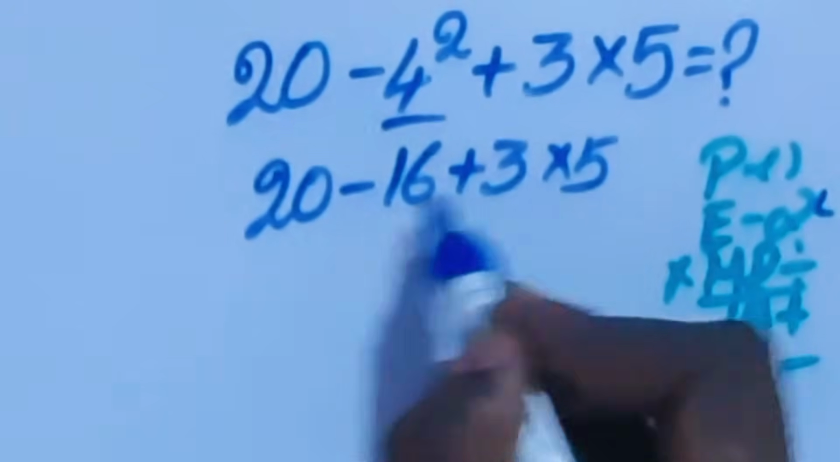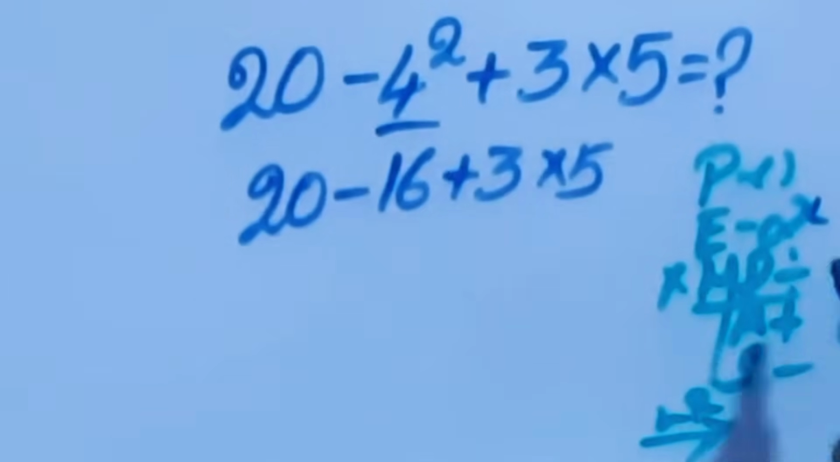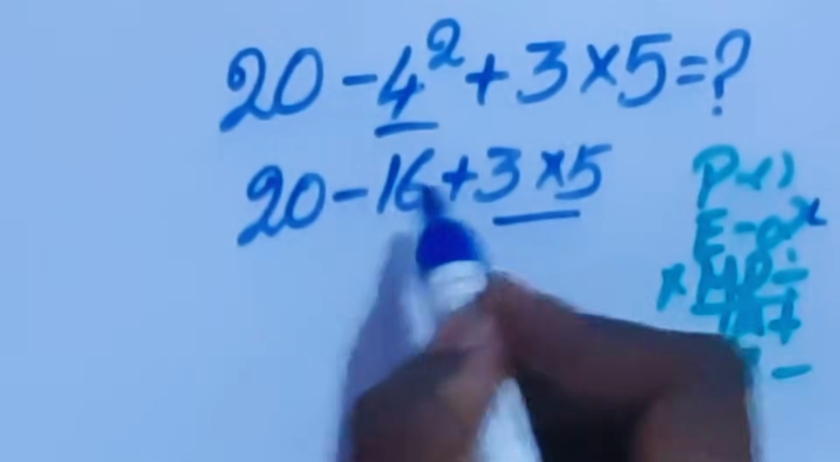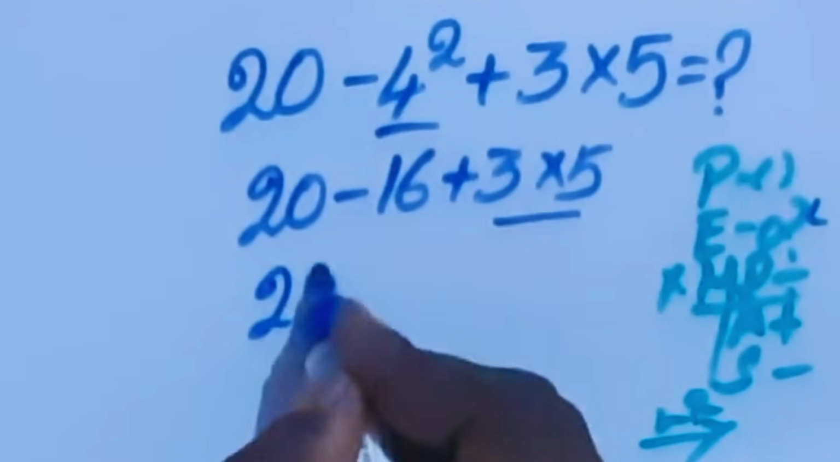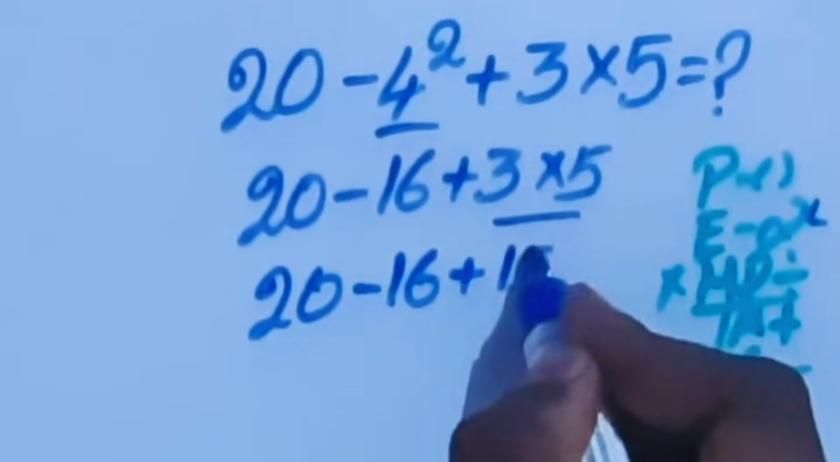Here we have subtraction, addition and multiplication. Here multiplication is higher priority than addition and subtraction, so we have to do this multiplication before the addition and subtraction. Here 20 minus 16 plus 3 times 5 is 15.